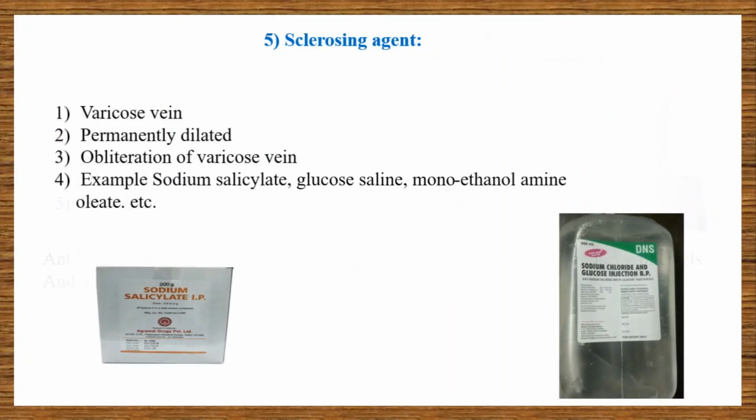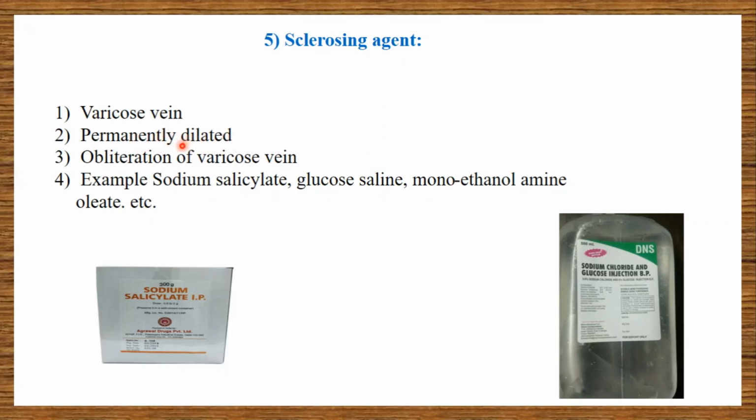Then the next slide, the next group of drugs is sclerosing agents. Varicose veins are diseased veins which are permanently dilated and hence unable to push back the impure blood to the heart. They are permanently dilated, and the sclerosing agent irritates the internal layer of the vein.